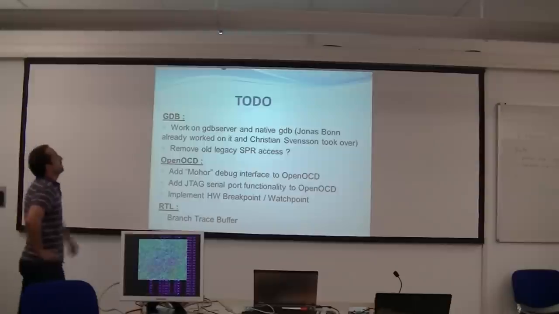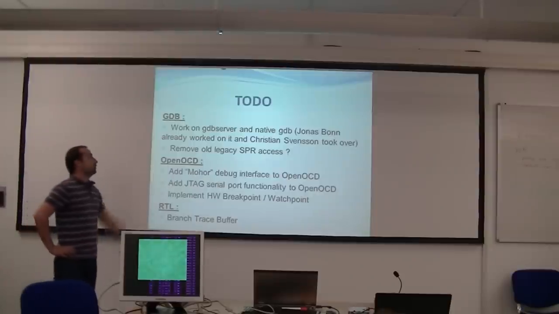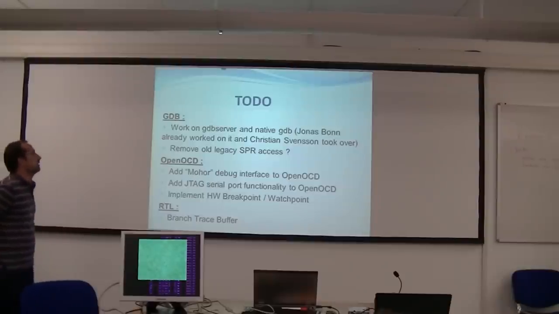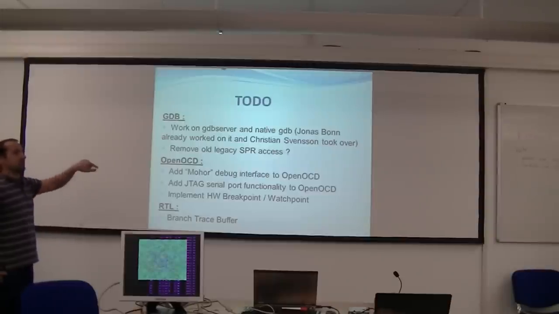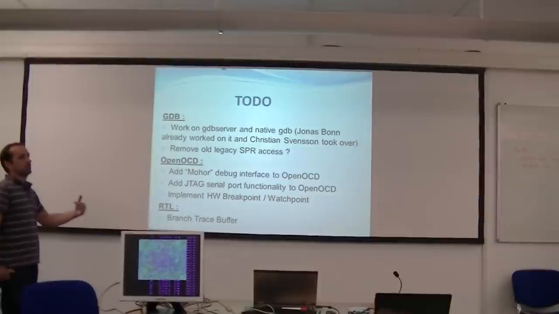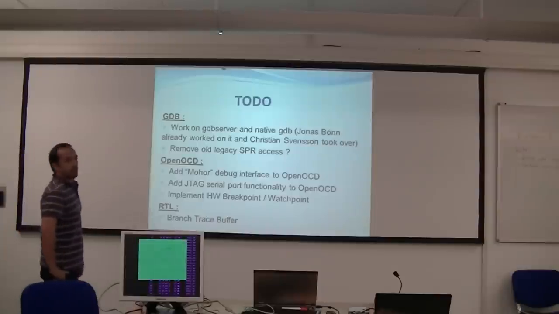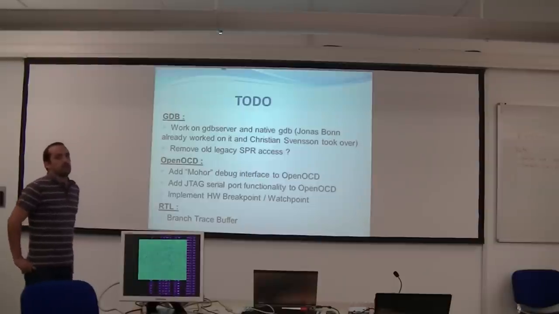What we have to do now is maybe work on GDB server and on native GDB. I didn't work on this at all, but Jonas had a pretty working version, and Christian took over, but it's not working well for now. GDB server has changed quite a lot. I don't know if we should remove the legacy SPR access in GDB. I don't know. Because if the remote doesn't send the XML, we end up in the old mode, so we can be compatible with the old debug process. But that would prevent us from upstreaming it, right?